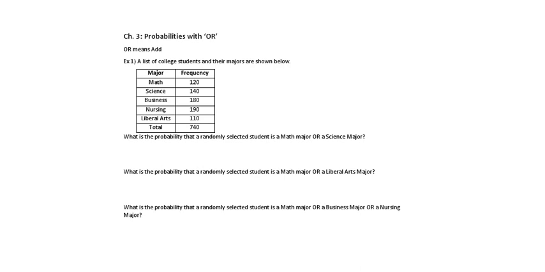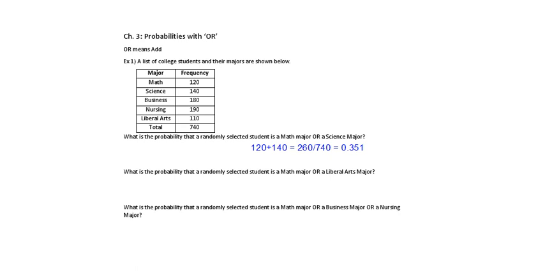First, there are 120 math majors plus 140 science majors. That adds up to 260. And now what we're going to do is, after we're done with that, we're going to divide that number by 740. And 260 divided by 740 is 0.351. And that's all you do.